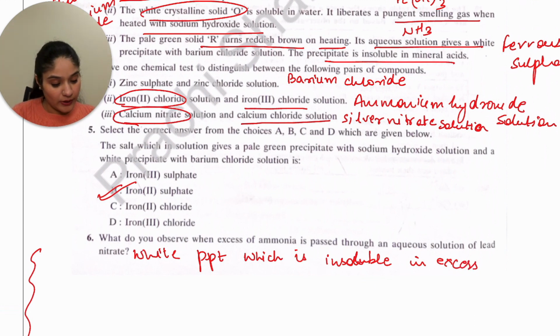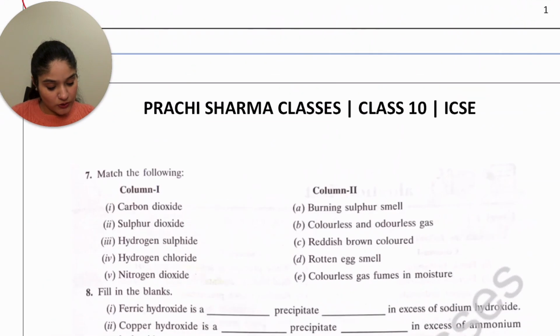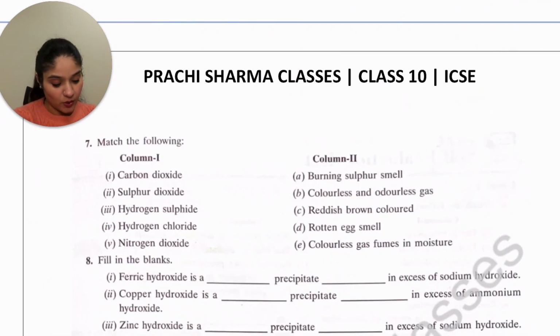Then moving on to question number 7, match the following. So the first one is, okay, if you notice, column 1 is all of the gases. I can see carbon dioxide, sulfur dioxide, hydrogen sulfide, hydrogen chloride, nitrogen dioxide, and over here we have some characteristics, either smell or the color that is given to you, so you have to match them.